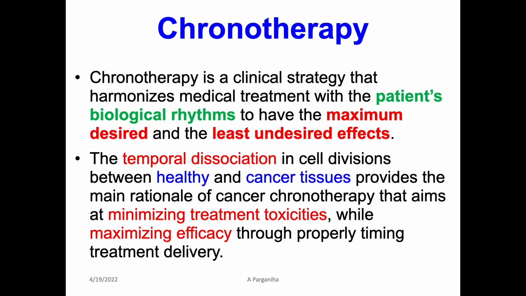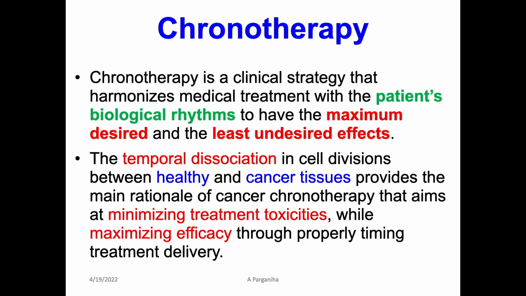Here we can define the term chronotherapy: it is a clinical strategy that harmonizes medical treatment with the patient's biological rhythm to have the maximum desired and the least undesired effect. There is a temporal dissociation in cell division. Cell division in healthy cells is different from that in cancer tissues, and this provides the main rationale of cancer chronotherapy, which aims at minimizing treatment toxicity, the undesired effect, while maximizing efficacy, the desired effect, through proper timing of treatment delivery.